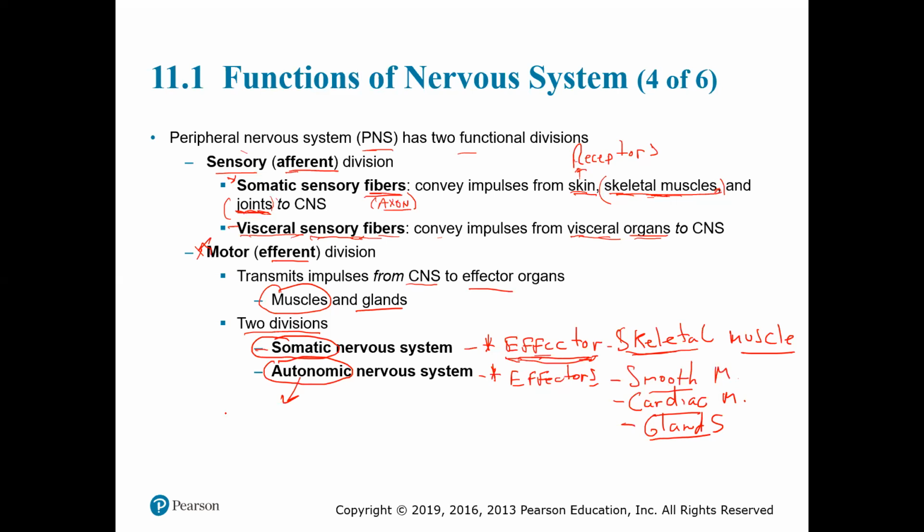One is sympathetic, which is fight or flight, increase heart rate, increase blood pressure. Speeds everything up pretty much, physiologically. And then the other division of the autonomic motor, this is all motor still, is parasympathetic.